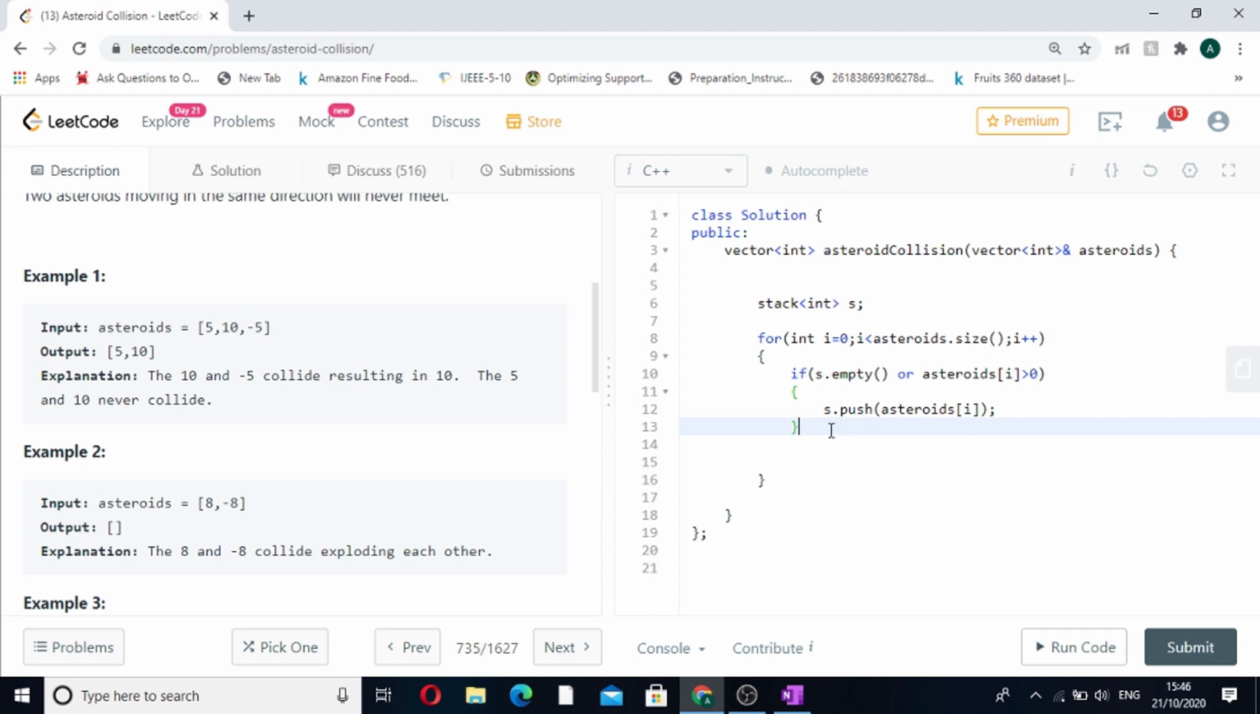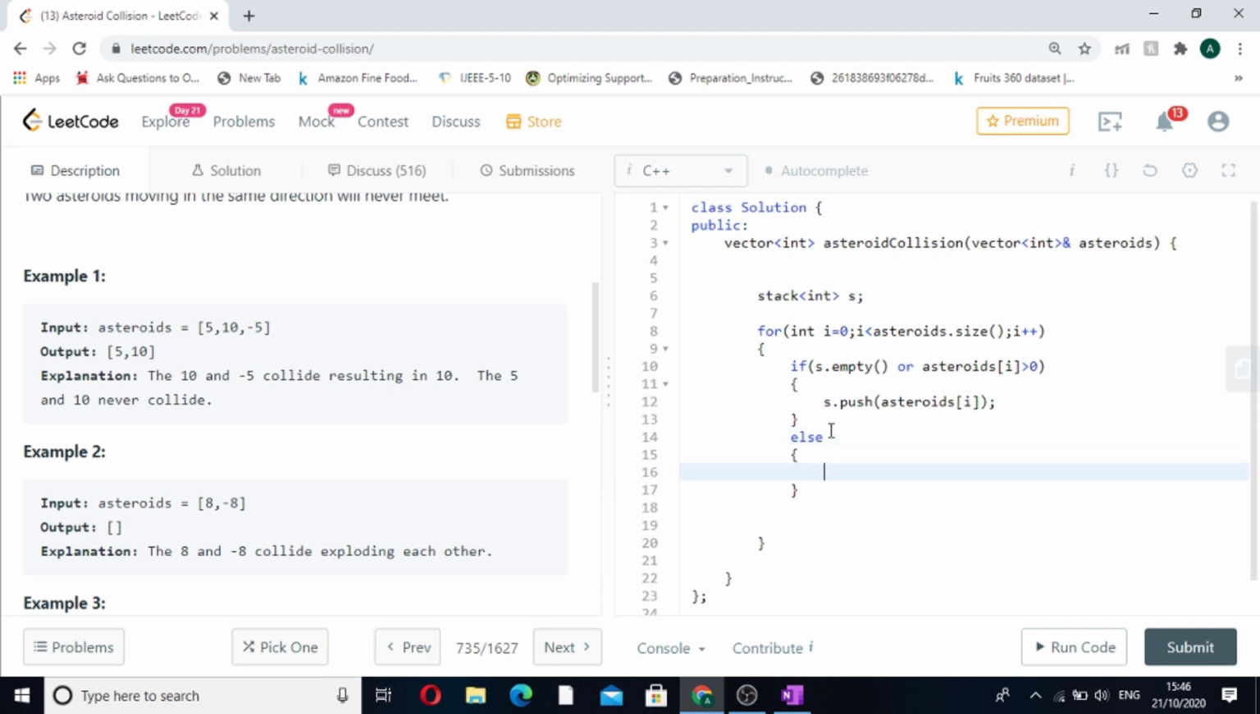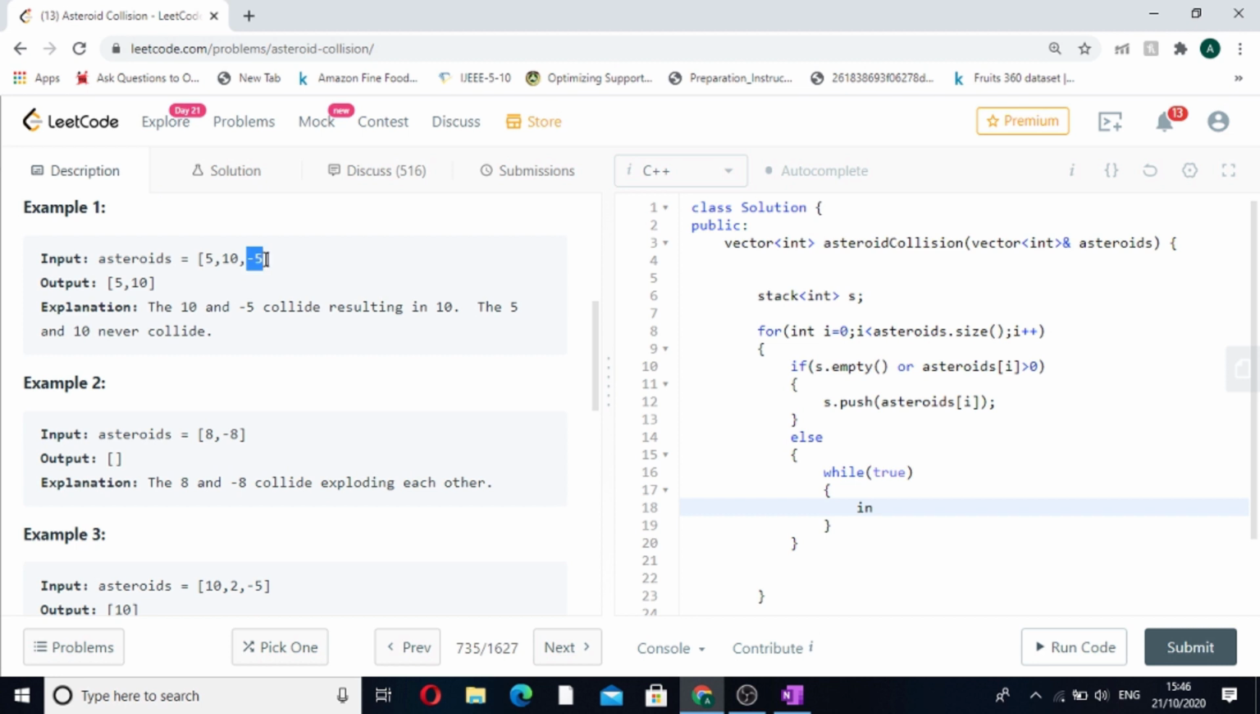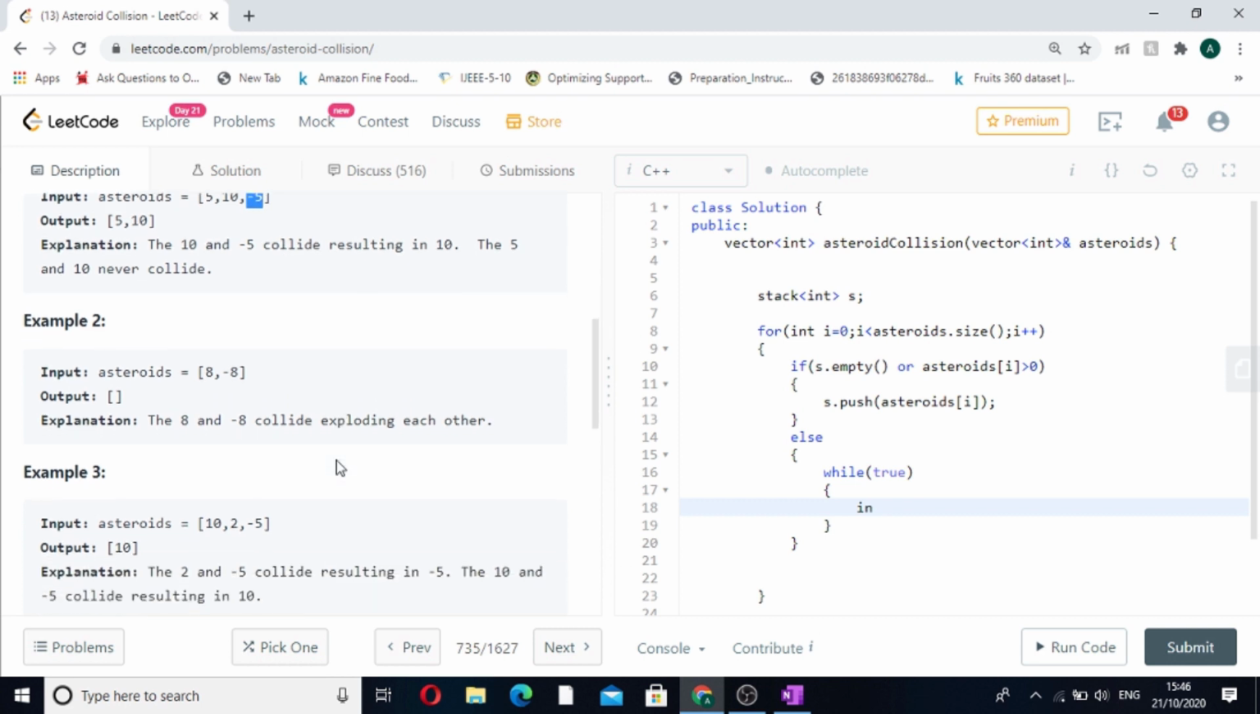Now this was the case when asteroids of I was greater than 0 or s dot empty, but there is another case, that is else. What if the ith asteroid is less than 0? We will write in the else condition. Now I will be using a while true loop here. I will tell you later why I have used it. If we encountered a negative asteroid, there can be two possibilities. First one is that we can directly push this negative into our stack.